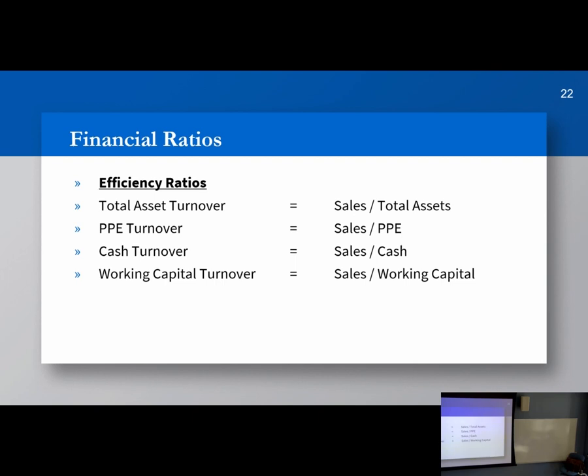And working capital turnover. Working capital is very often needed to produce sales. Often you have to make sales on credit. Often you need inventory on hand in order to produce a sale. So working capital is a little bit more relevant to that sale generation.